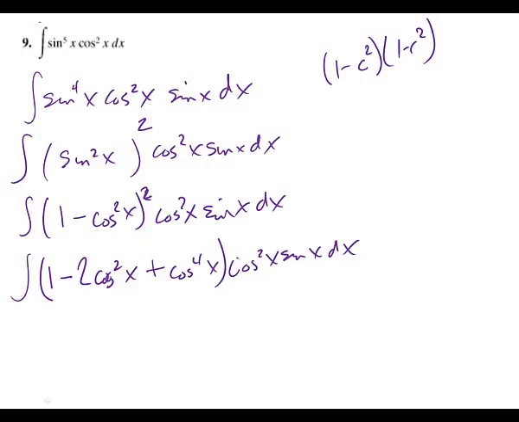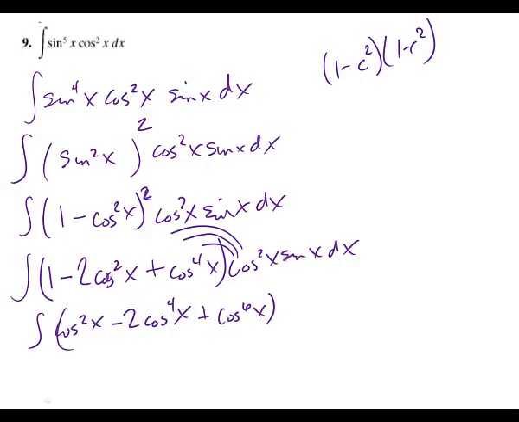Alright, what are we going to do with this cosine squared x? I'm going to distribute it in. So cosine squared x minus 2 cosine to the 4th x plus cosine to the 6th x. And then I'm going to leave just the sine x dx outside.